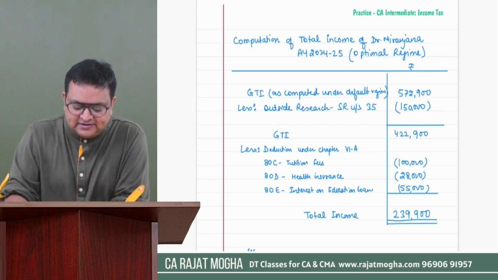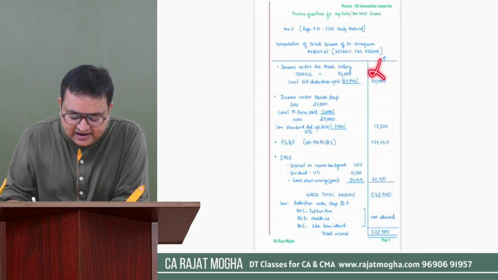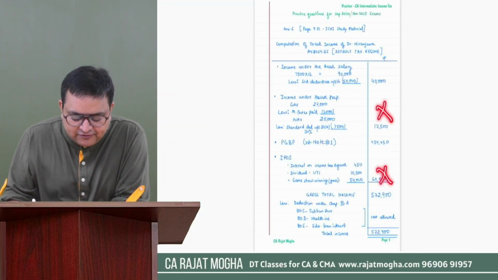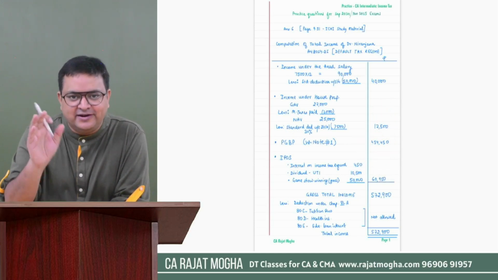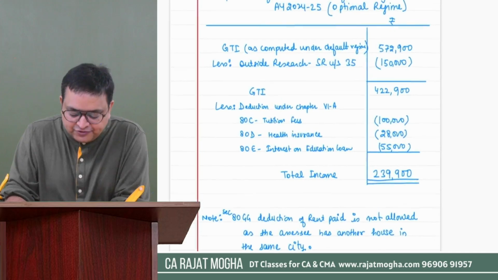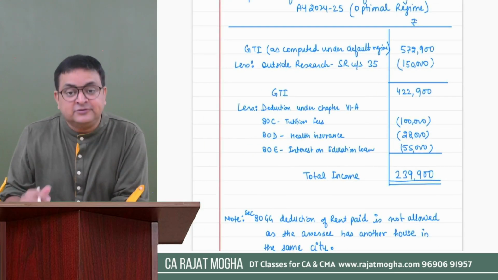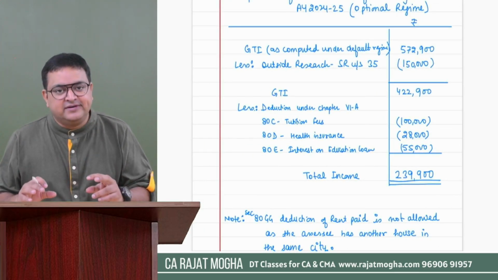Otherwise, there is no difference in salary. There was no difference in house property. There was no difference in IFS, only PGBP, that 150 amount related to outside scientific research. So we have shown that adjustment over here. This is good enough. You can do this in your examination, right?